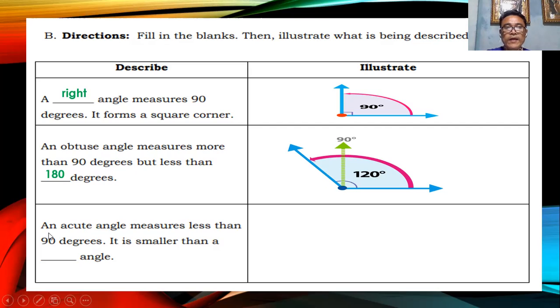The last one, an acute angle measures less than 90 degrees. It is smaller than a blank angle. The correct answer is right angle. It is smaller than a right angle. And look at this illustration. Okay, look at this angle. It measures 55 degrees. Means less than 90 degrees. So this is an acute angle.